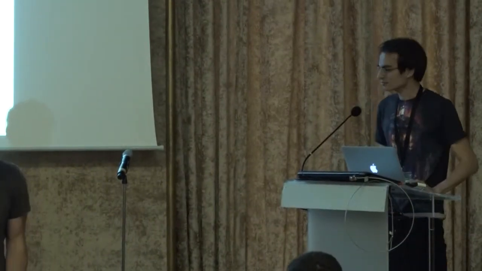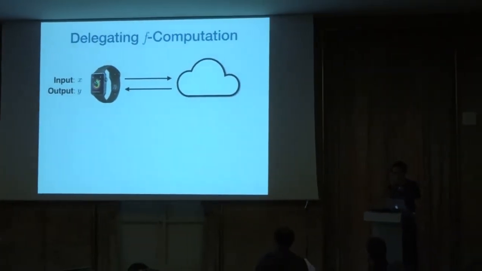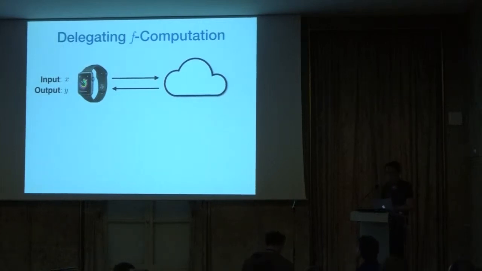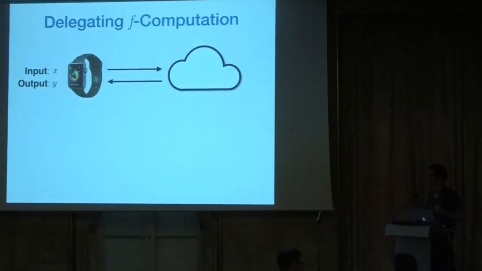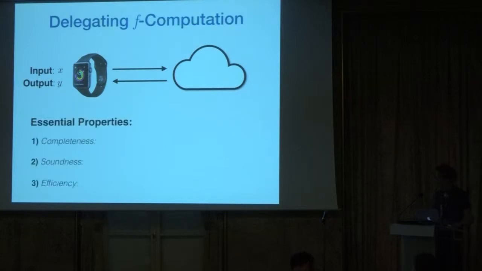Okay, so I guess the first question is, what is delegating computation? Delegation is about a protocol between two parties, a computationally weak client, which here is depicted by an Apple Watch, and a powerful server, which here is depicted by a cloud. The client is trying to evaluate some expensive function f, and it's enlisting the help of a cloud. There are several very important properties that we would like any delegation protocol to satisfy.